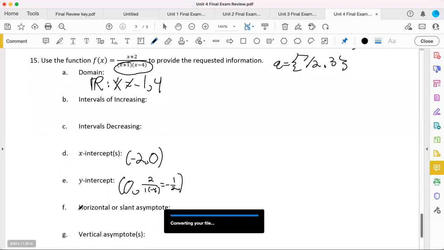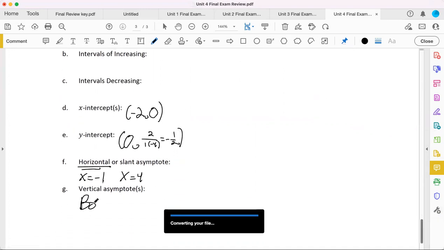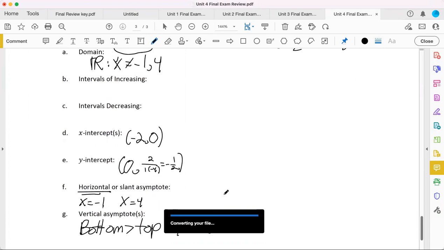Your vertical asymptotes will definitely be there at x equals -1 and x equals 4. Horizontal asymptote, in this case, since the bottom is greater than the top, it is just y equals 0. Kind of like 1 over x. I mean, that's a key thing to fall back on.